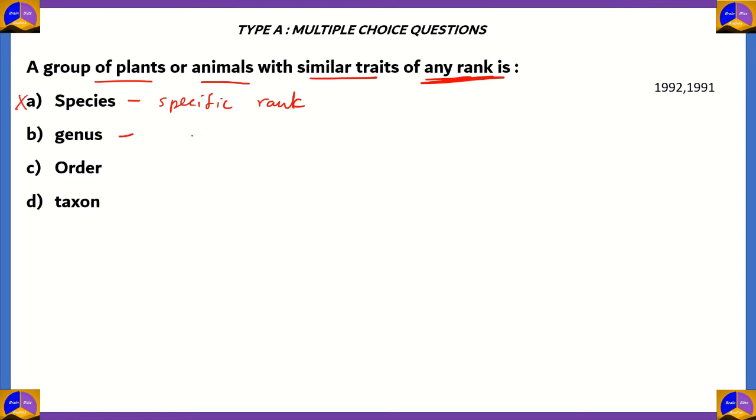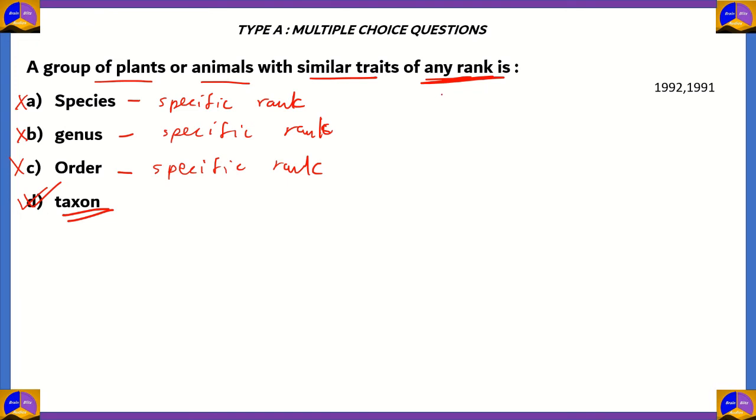Now, genus again is a specific rank. So genus is a collection of related species with some general characters, with some common characters, but they cannot reproduce between species. So therefore option B is also specific, so it's incorrect. Order is a collection of families, which basically means a bigger collection of genuses. So therefore order is also a specific rank, so therefore option C is incorrect. The correct answer is option D, taxon.